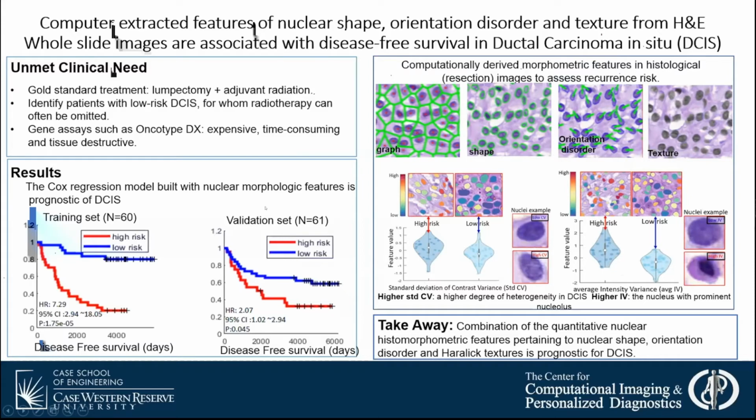And so we demonstrated, both with a training set as well as an independent validation set, that the features of the nuclei, the features that I alluded to before, arrangement, shape, orientation, disorder, and texture, were prognostic of progression from pre-malignancy or DCIS, stage 0, to invasive ductal carcinoma.